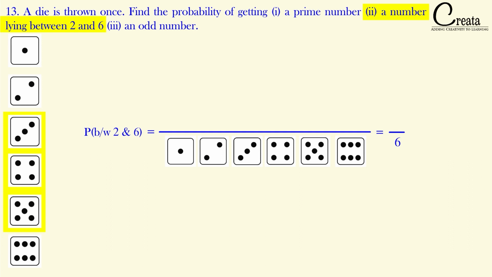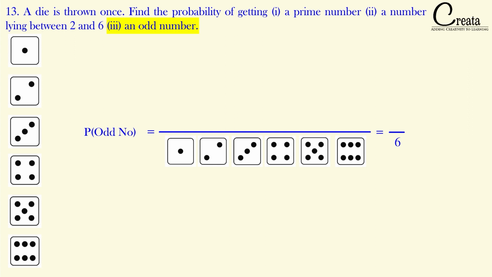Let's take the formula of the probability. In the denominator, the total outcome is again 6, the numbers from 1 to 6. And in the numerator, the numbers between 2 and 6 will come, that is our favorable condition, which are 3, 4 and 5. So we got 3 in the numerator and 6 in the denominator, that is 1 by 2. Okay. Let's move to part 3. An odd number.